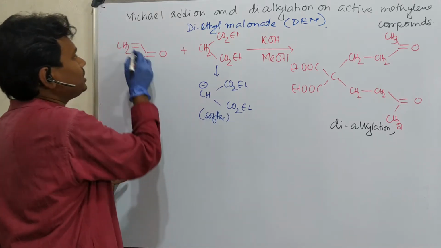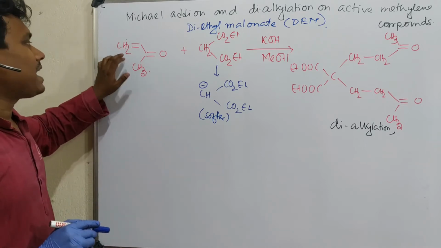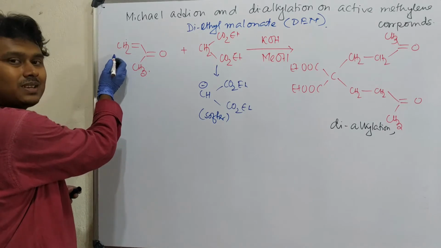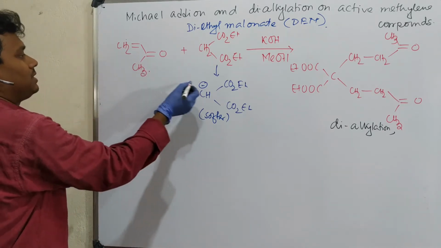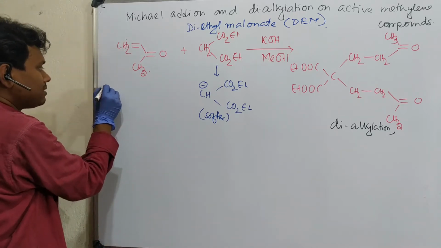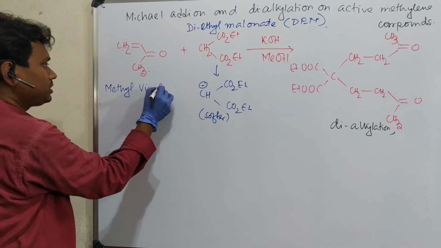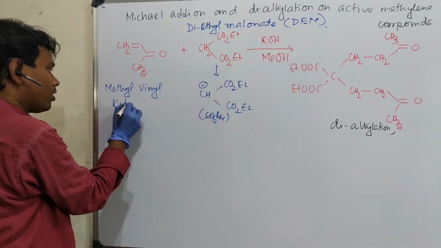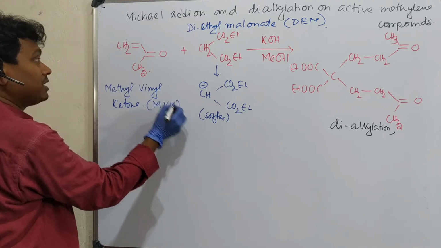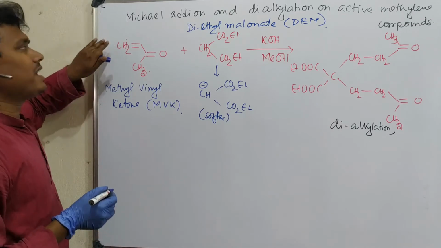So it will attack here. This attack is our target, and it is favourable because the bulkiness factor is also less here. So it will attack and do the reaction. This compound is methyl vinyl ketone, or in short MVK. Keep it in mind, it is a very unique substrate. It is very less bulky and very reactive.